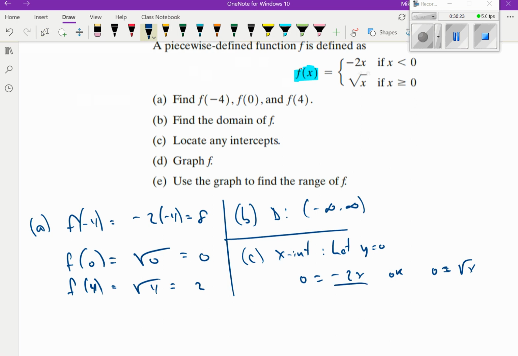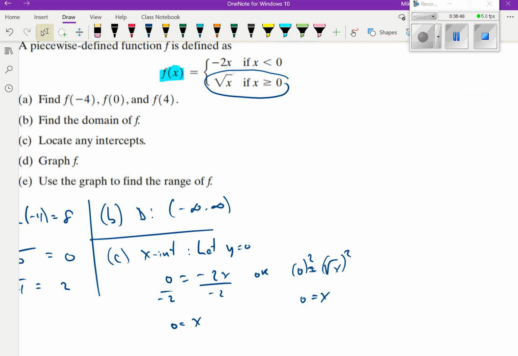So if I solve this for x, I'm going to divide both sides by -2, so that x equals 0. And over here, if I solve this, I'm going to square both sides, and x equals 0. So regardless, x is going to be 0. So when is x 0? That's officially down here. So that's the official part of the graph when we're taking a look at the x-intercepts. Going to cross the x-axis at 0.